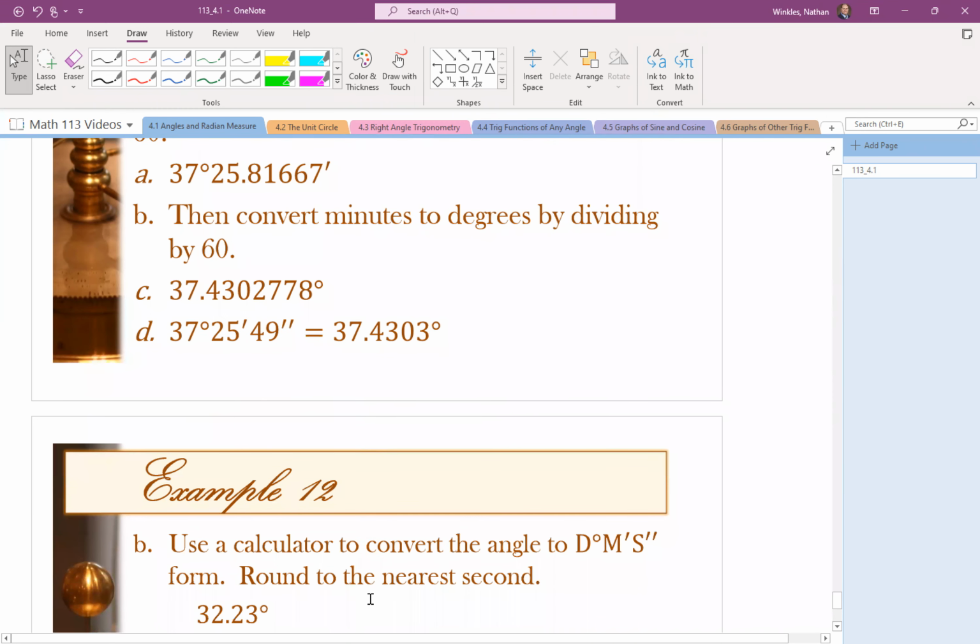So what if we want to do it the other way? We're given the degrees and we want to convert the angle to degrees, minutes, seconds. Round to the nearest second. So what we want to do, we want to work the other way. So in the previous one, we were dividing by 60. And this one, we want to multiply by 60.